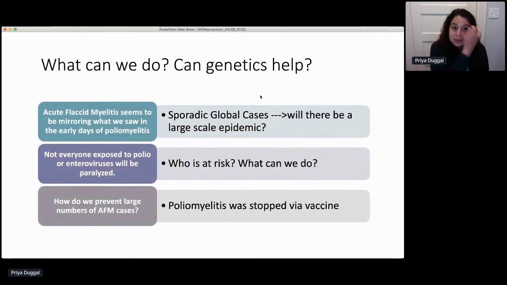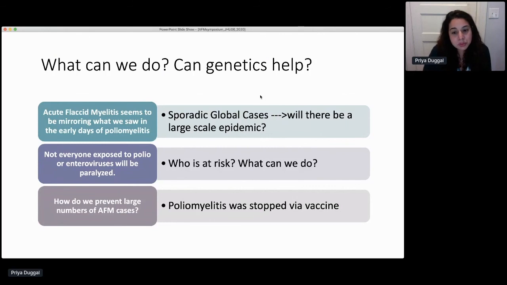So what can we do, and can genetics help? I think we've heard a lot about the concern about acute flaccid myelitis emerging into something much larger, either this year or next, and I think that's what's foremost in our concern. Is there a way that genetics can help to identify who might be at risk, either within pedigrees that have already been affected or with new families? Can we also figure out who would be most at risk for certain types of paralysis?